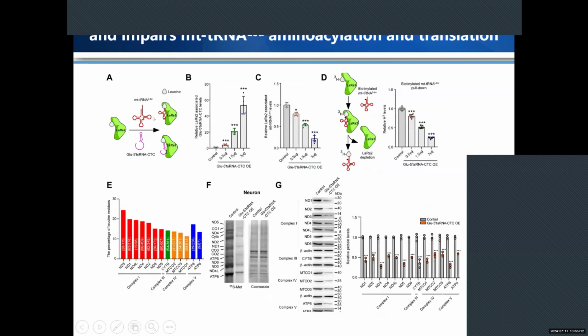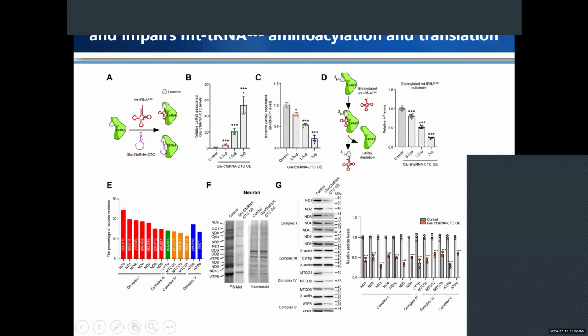Then we did a pull down using antisense RNA to pull down this particular tRNA fragment. Then we did a mass spec to see what kind of protein associates with the tRNA fragment. We found the major protein associated with the tRNA fragment is called LARS2. LARS2 is actually an enzyme residing in the mitochondria. Its major function is to put leucine onto the tRNA. So inside the mitochondria, the tRNA fragment can compete with LARS2, and LARS2 loses its initial function.